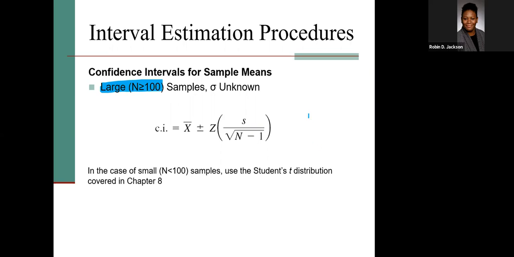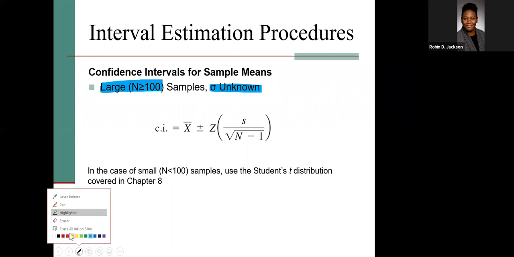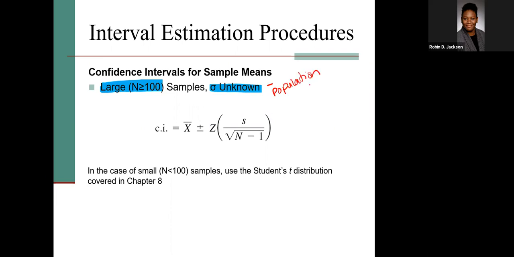And so in this situation, when the population standard deviation is unknown, so remember, this is population standard deviation. Uh-oh, I didn't spell that right. Okay, well, you know what that's supposed to say. So population, let's try that again.